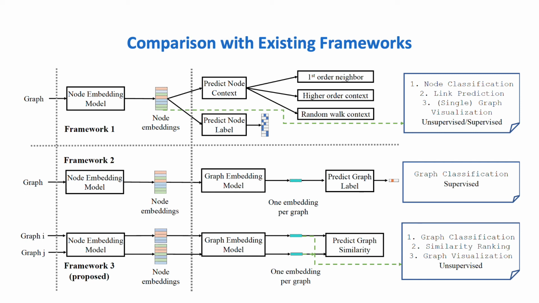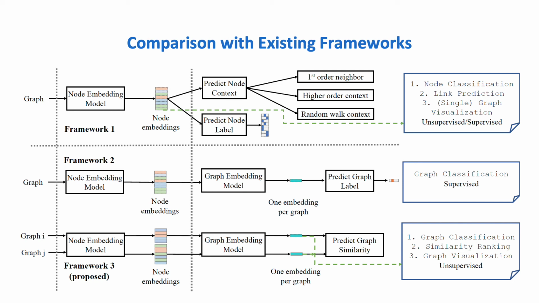This is a 10,000 feet level view to illustrate the difference between different types of graph representations. The first part is that we generate node embeddings from the graphs, and we may be able to do node classification, link prediction, and also visualization. It can be done in either a supervised or unsupervised way. The second group of graph representation learning methods generates a graph embedding model from the node embedding model, and uses that to do graph classification, for example, typically done in a supervised fashion.